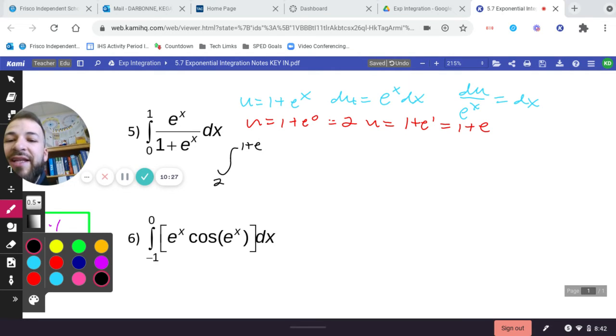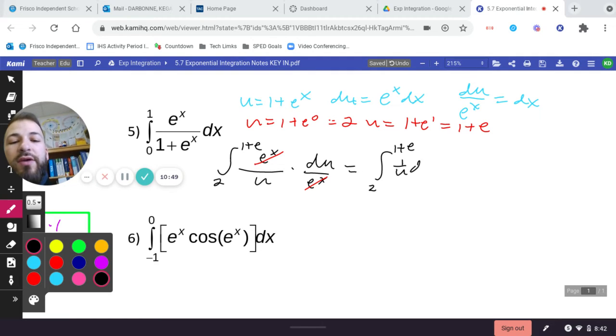So I didn't take out e to the x. I took out 1 plus e to the x. So e to the x, still on the top, over u, times du over e to the x. So I'm going to get those e to the x to cancel out. So now I don't have any more e to the x's or x's. And I just have the integral from 2 to 1 plus e of 1 over u du. And just like I said, this looks like that integral we did last class, which is our natural log.